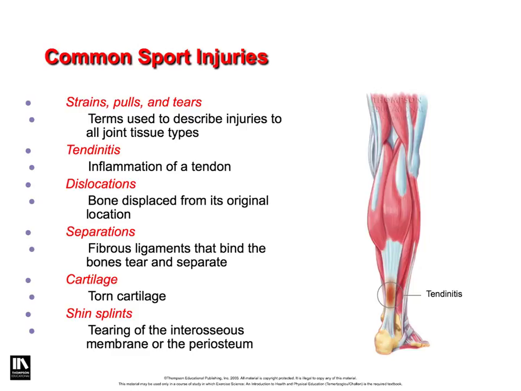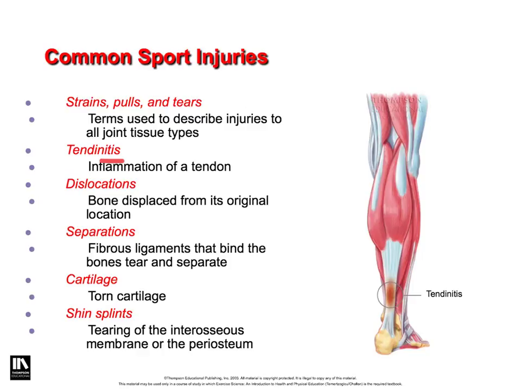There are many different types of sport injuries. We'll take a look at just a few here. There's something called strains, pulls, and tears, and often you'll feel those in your tendons and ligaments. Next, we've got tendinitis. Anything ending in itis is inflammation. So in this case, it's inflammation of a tendon.